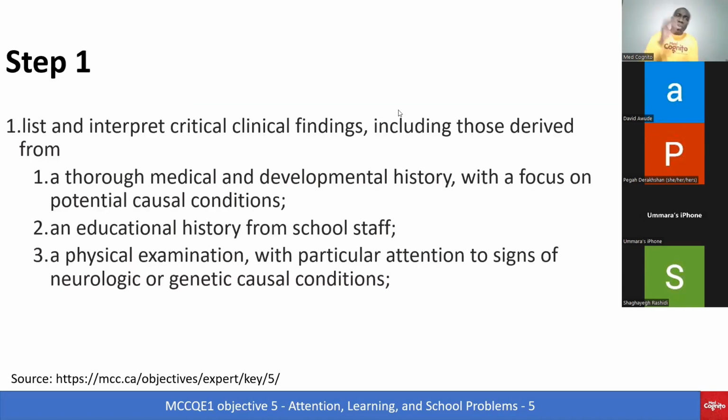So step 1 is that you have to list and interpret critical clinical findings, including those derived from a thorough medical and developmental history with a focus on potential causal conditions, an educational history from school staff, and a physical exam with particular attention to signs of neurologic or genetic causal conditions. So in other words, with the 12 topics we've listed, you have to know how they will present through history. You have to know how they will present through physical exam and the unique things you'll pick up.